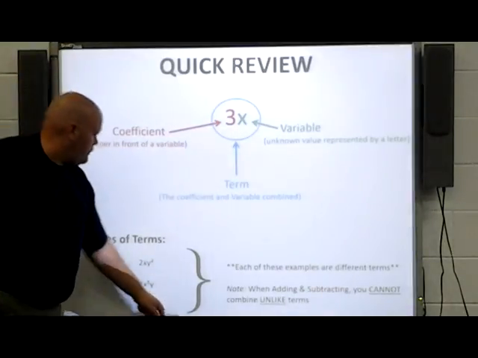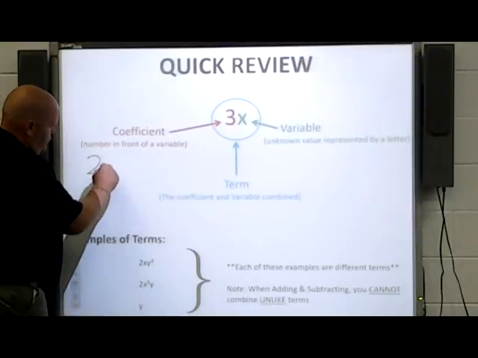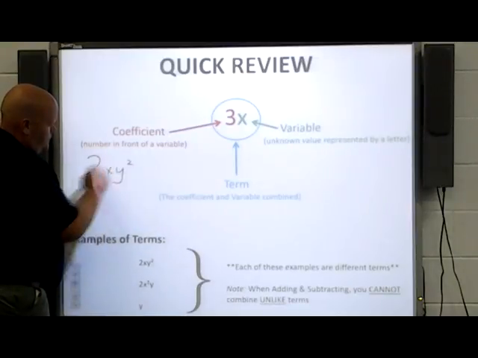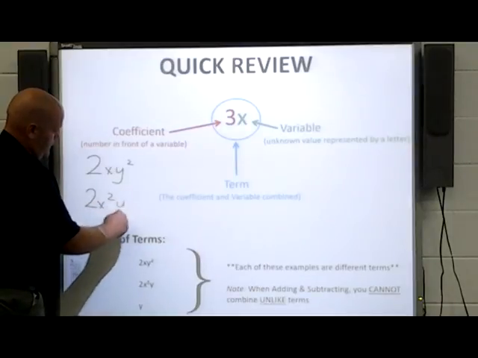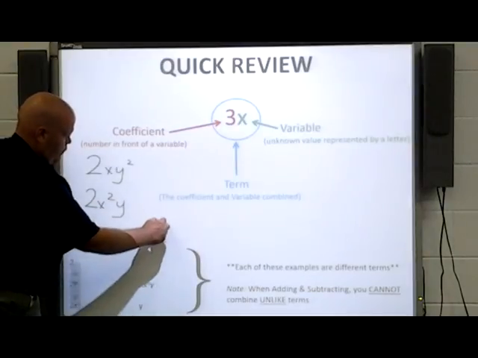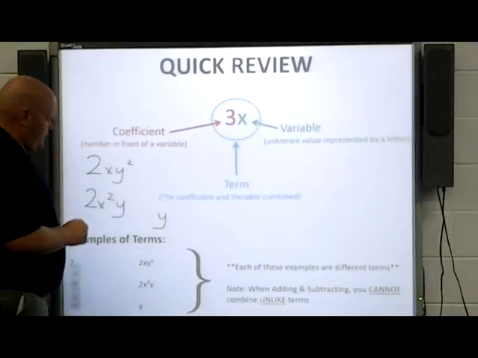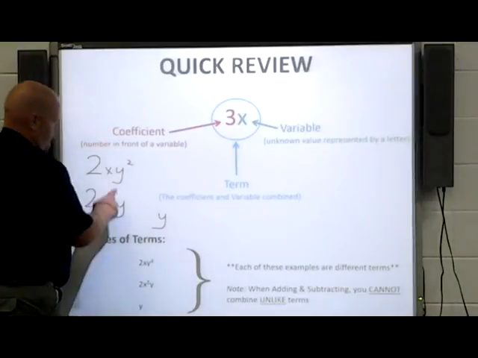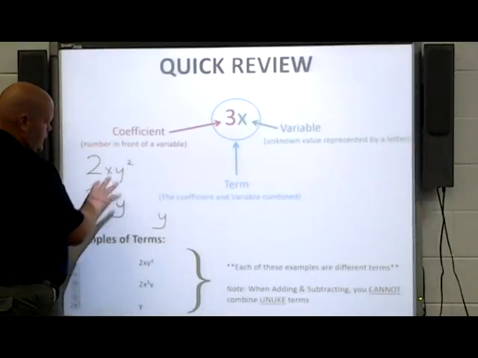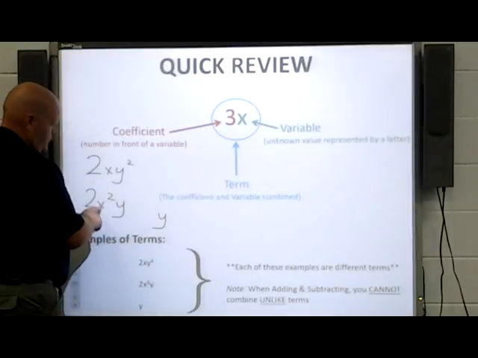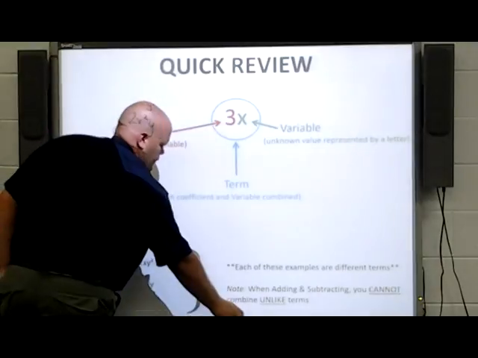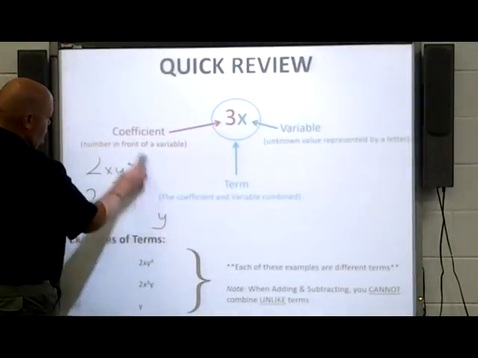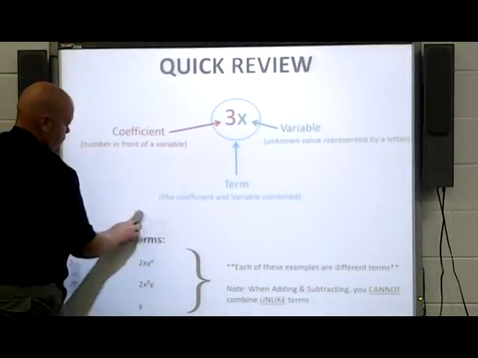I'll load these up in case you cannot see them. They are 2x y squared, 2x squared y, and then a good old single y. Now, the thing you have to be careful of is this. Both of these have the same letter. We have an exponent of 2, but the exponent applies to the x in this term and to the y in this term. So this is where things start getting a little exciting, if you will.